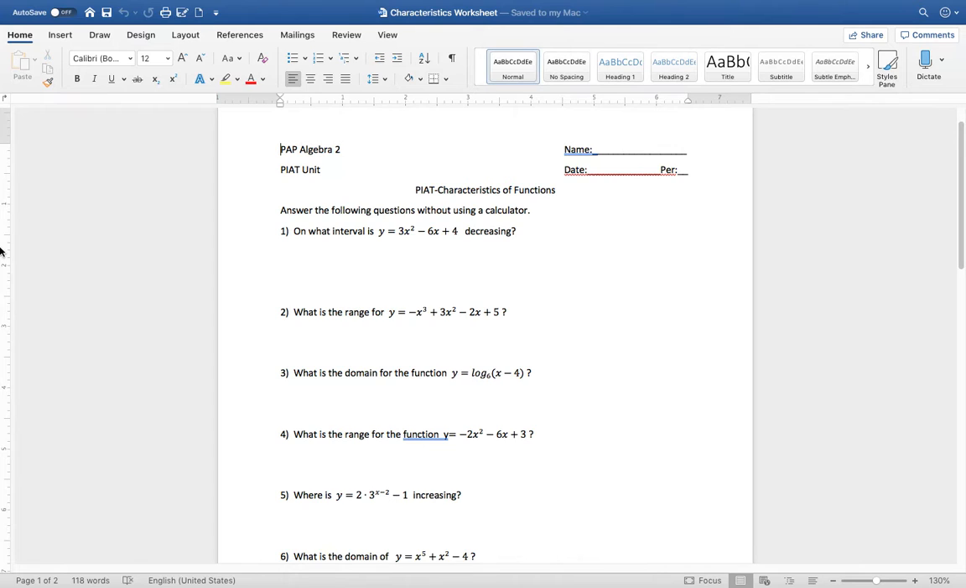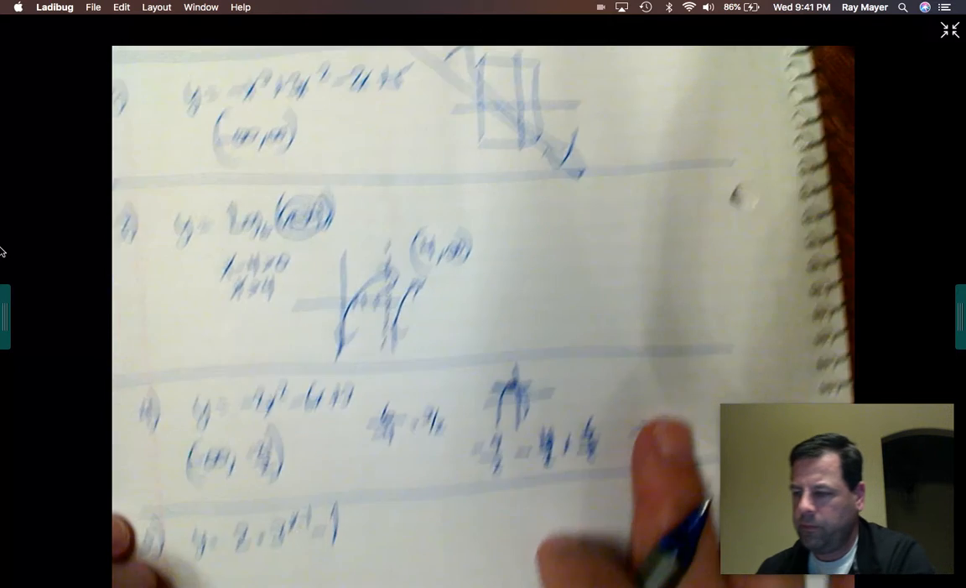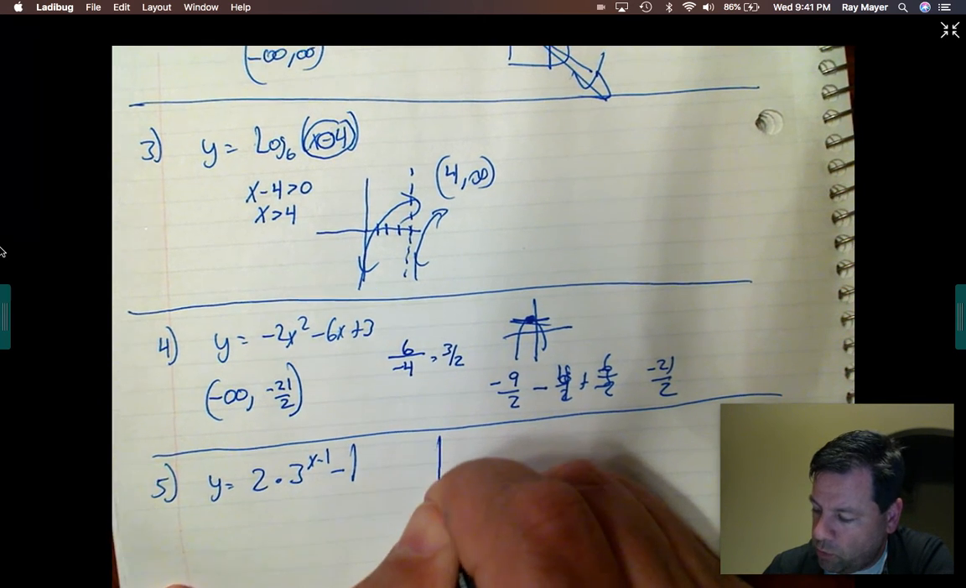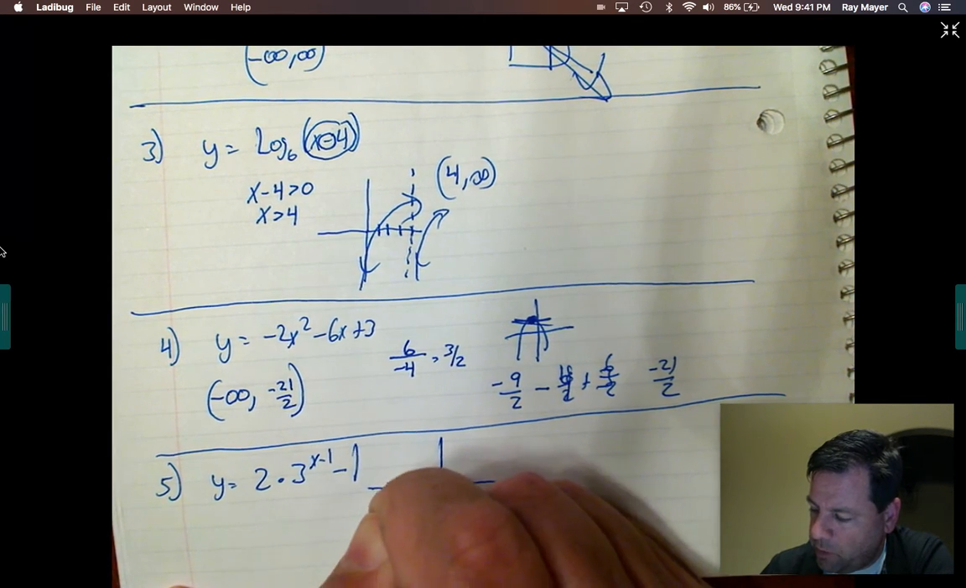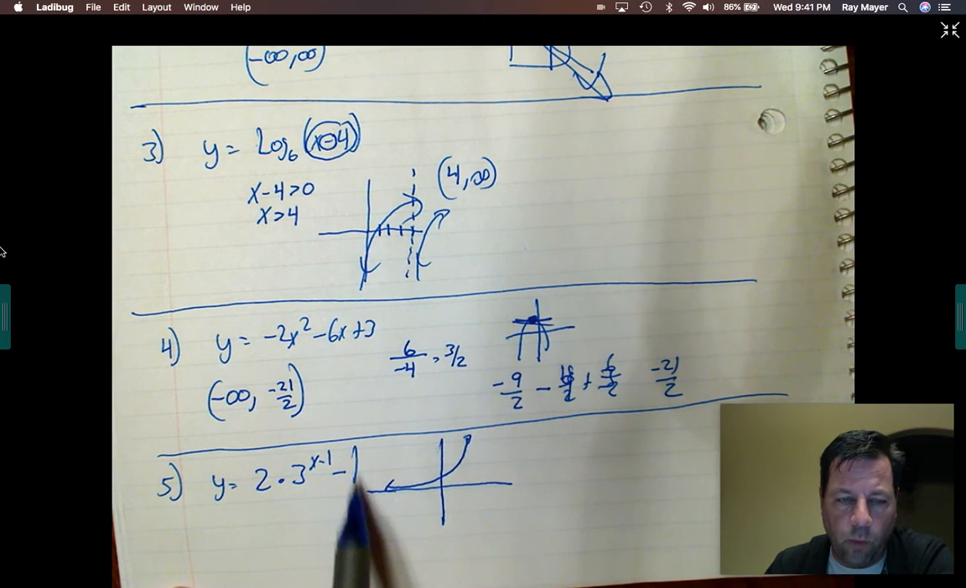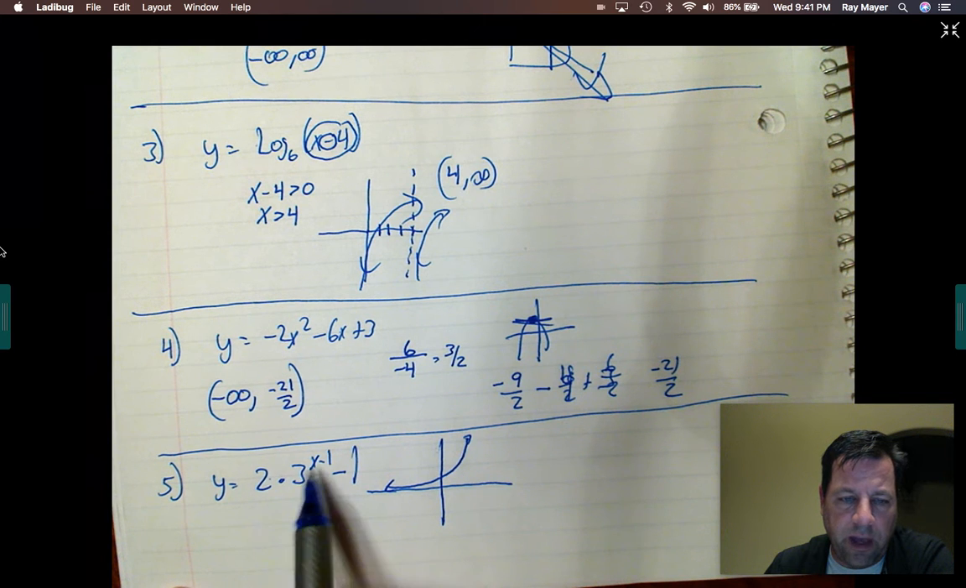Number 5, where is it increasing? All right, 5. y equals 2 times 3 to the x minus 1, minus 1. Where is it increasing? Well, this is an exponential growth, and exponential growths look like this. Now, this one's moved down 1 unit. It's also moving up fast. It's also moved to the right 1 unit.